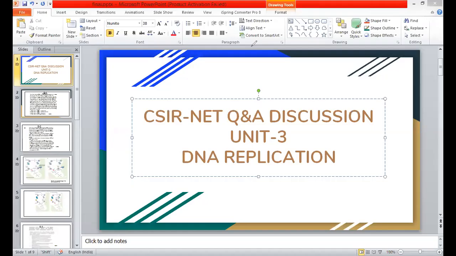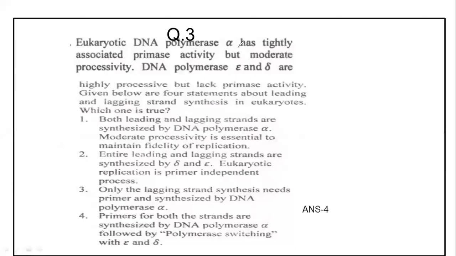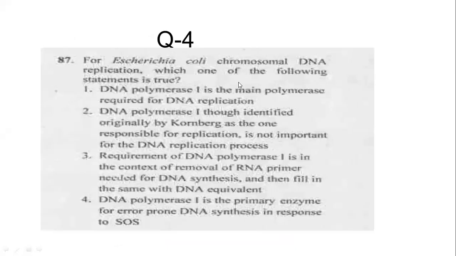Question number 4. For Escherichia coli chromosomal DNA replication, which of the following statements is true? Bacterial replication, that is prokaryotic replication, is what it is asking about.